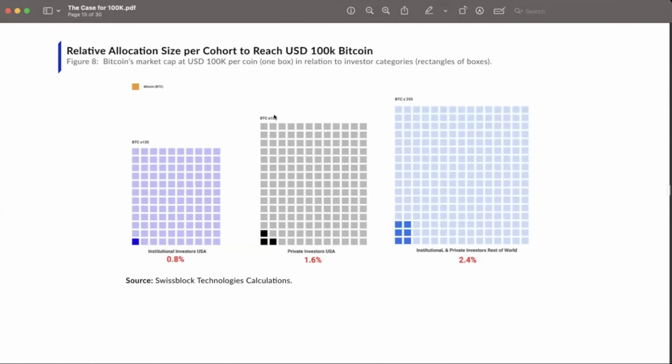Right? And if you look at that in a proportional sense, this is what 100,000 Bitcoin really looks like. If you look at it in terms of the institutional investors in the US, if 0.8% of the capital gets deployed into Bitcoin, only that moves it to 100,000, right? And this is back when we did the regression models. It would take only 1.6% if it was only private investors in the US.